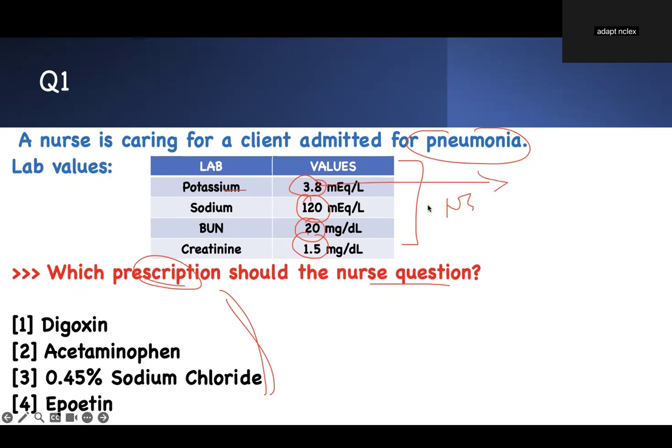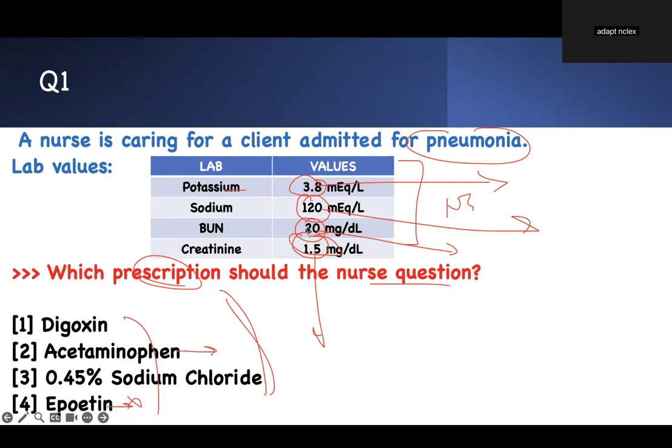What do I think? Sodium 120. What do you think? You have to interpret it, BUN and creatinine. And I've been given this. Do I question digoxin, acetaminophen, 0.45 sodium chloride, or epoetin? I look at it. Patient creatinine is 1.5, with the BUN. It may look like he has renal insufficiency. I don't know about epoetin, but if you have kidney disease, that's why we give it to you, right? Probably because you cannot make erythropoietin in the kidney. So you may need epoetin. Well, let's hold on to that.